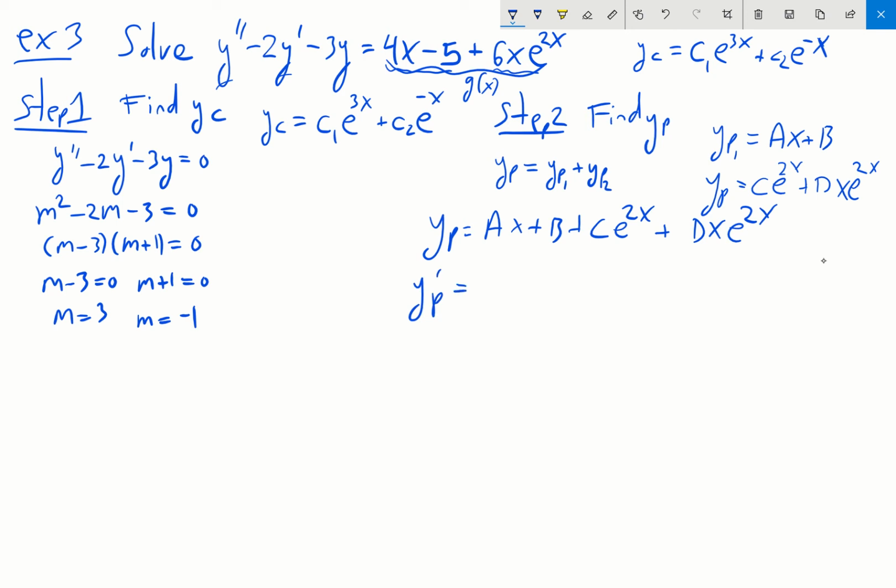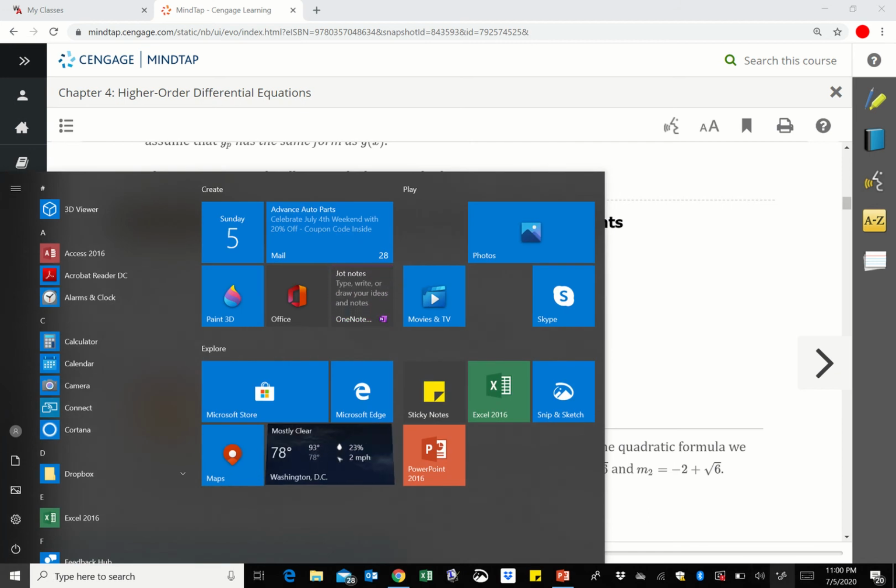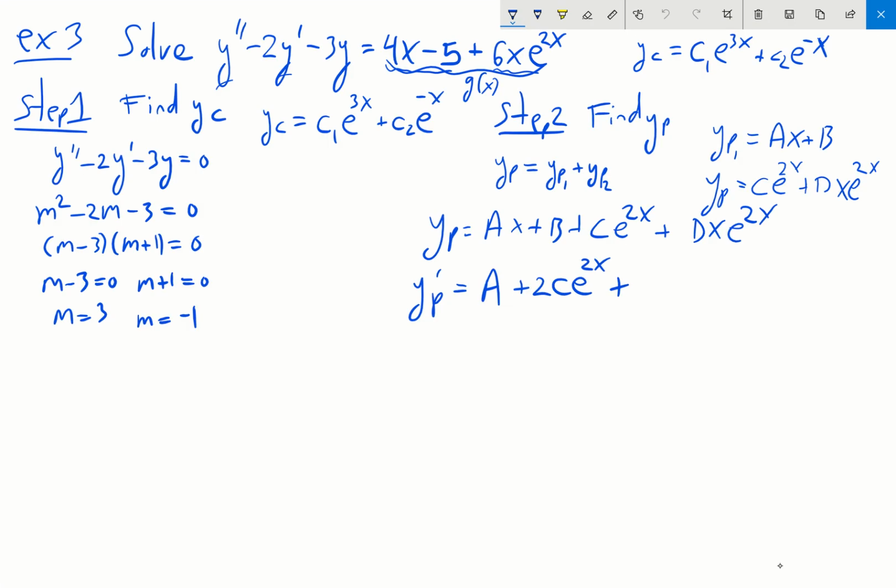Y prime p would be equal to a; the derivative of ax is a, and the derivative of a constant is 0. The derivative of c e to the 2x, you're going to have to use the chain rule there. You'll have a 2 that will come out multiplying. You're going to get 2c e to the 2x, plus, as we saw a moment ago, to do the derivative of this piece, that's going to be a product rule. The derivative of dx is d. Leave the e to the 2x alone. And now plus, leave the dx alone. The derivative of e to the 2x is e to the 2x times 2.